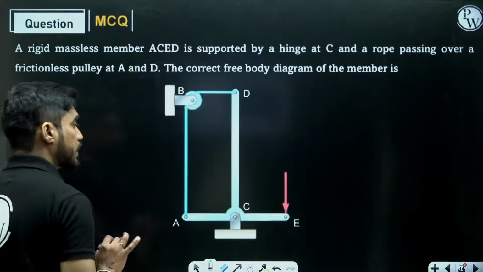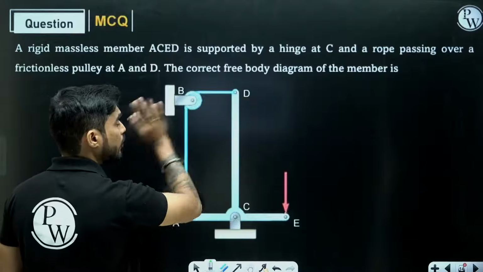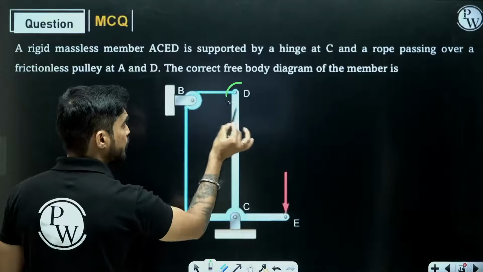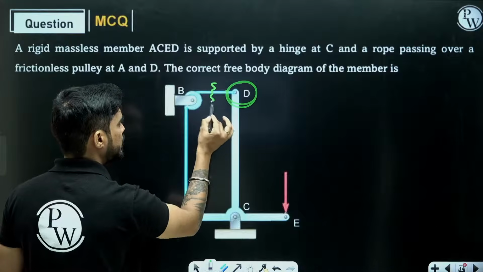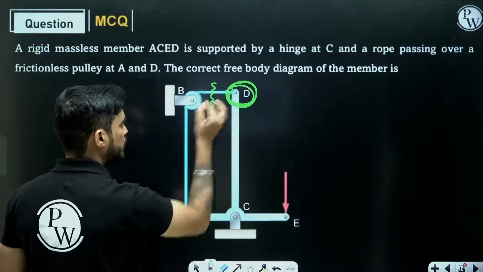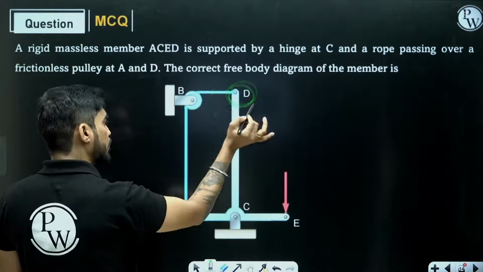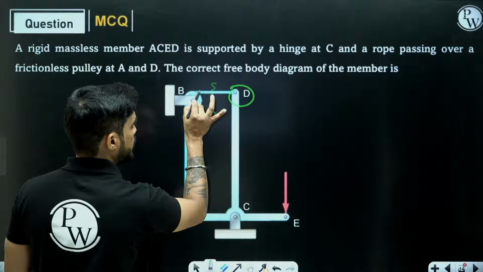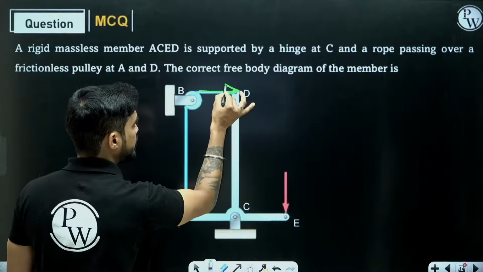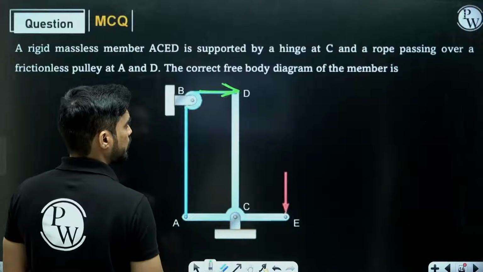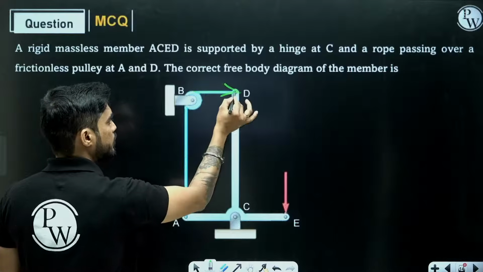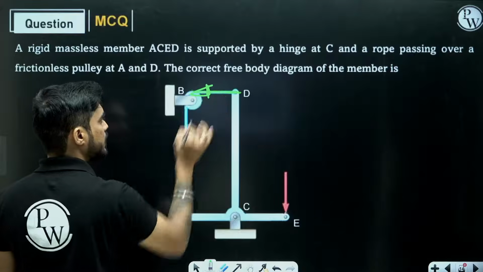And tension means you are pulling a body. So at point D, if I isolate this rope from the body, I will get a pulling force, not pushing force. The force cannot be acting like this. This will be a compressive force, na? So it has to be a pulling force. The tension will be something like this.